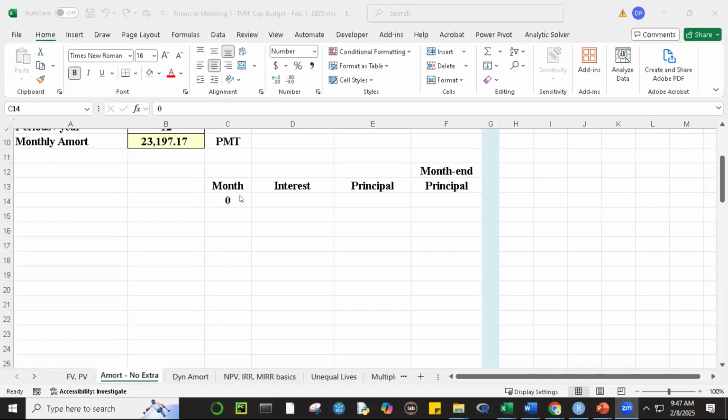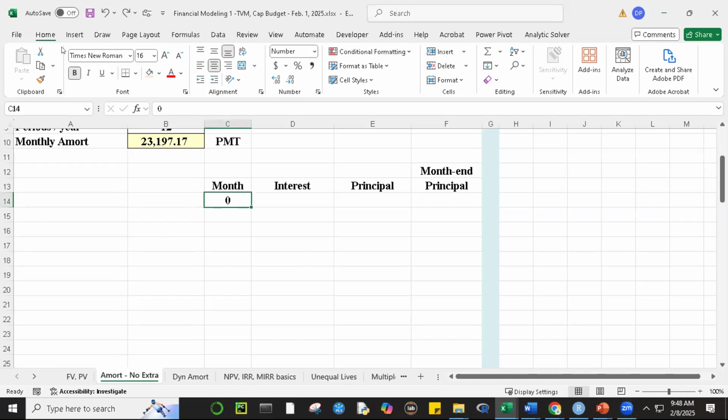How do you create a series of numbers? Say it can be increments of 1, increments of 2, etc. So here we're interested in creating a number series from 0 up to 360. So let me first start with 0 here, okay?